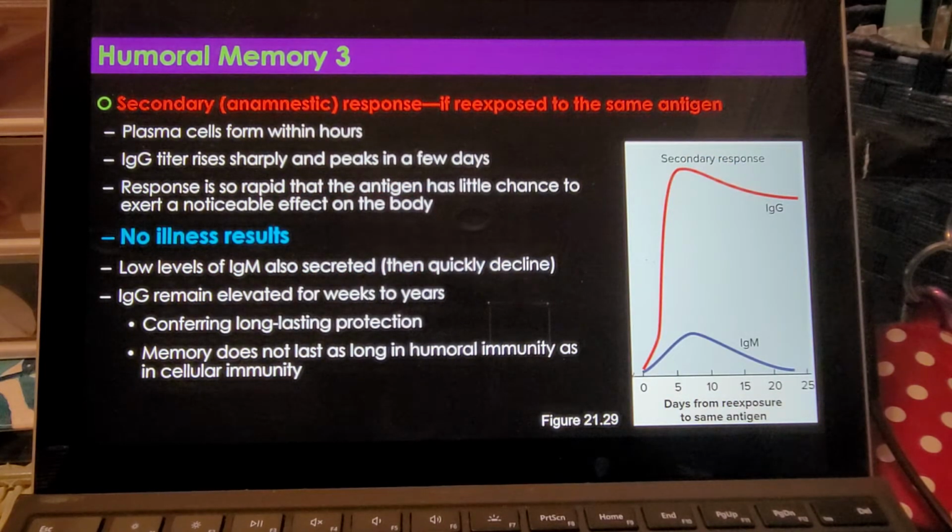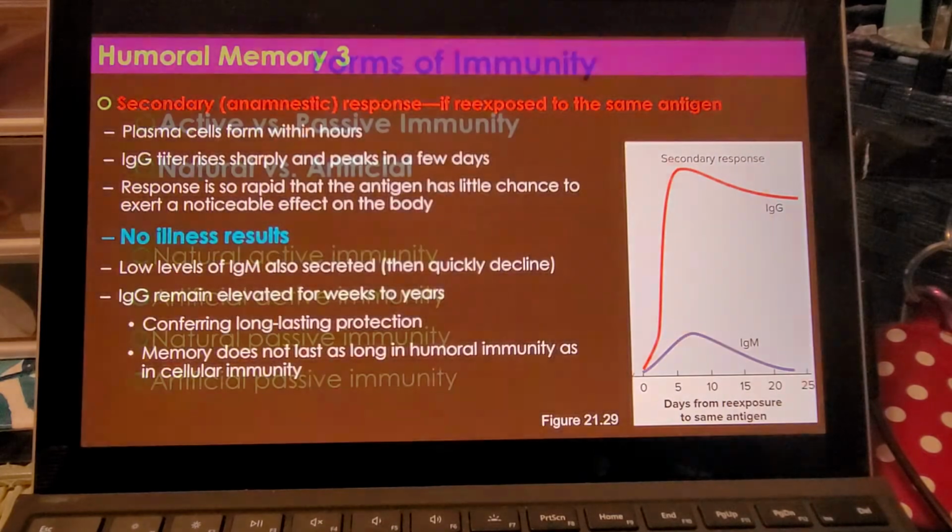So because you have a faster and greater response, typically no illness happens. You're technically immune to it, even though you are infected the second time, or you just have a smaller infection response to that second time. So less symptoms the second time around.